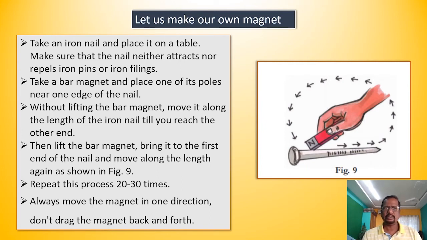Now take the nail and bring a pin to it. You will notice that the pin is getting attracted to the nail. The nail has acquired a magnetic property. Now your magnet is ready. Are you not excited? The only condition is that when you stroke from one end to the other end, you have to come back to the same end and stroke it again. You should not be stroking in a zigzag manner.